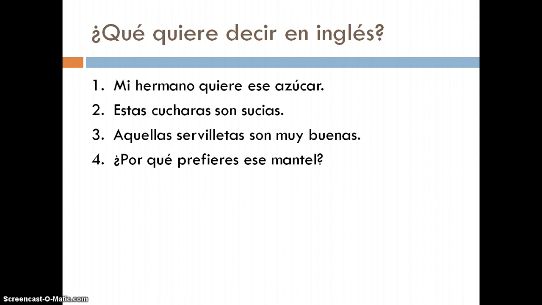¿Qué quiere decir en inglés? See if you can translate these four to English. Number 1. Mi hermano quiere ese azúcar. Número 2. Estas cucharas son sucias. Número 3. Aquellas servilletas son muy buenas. Número 4. ¿Por qué prefieres ese mantel? Don't forget to copy these down and translate them to English.